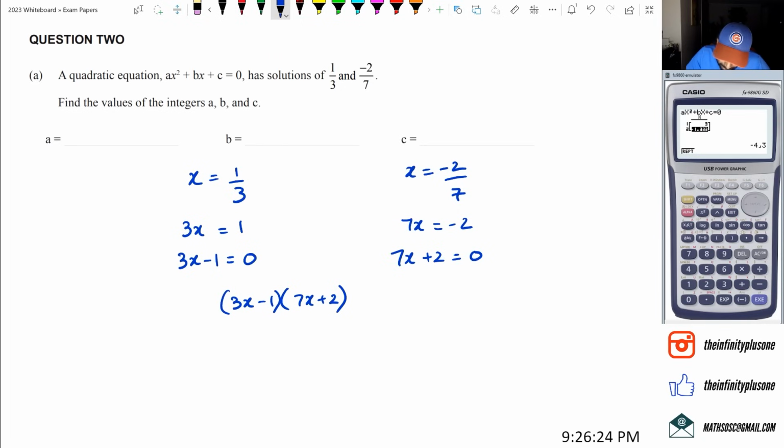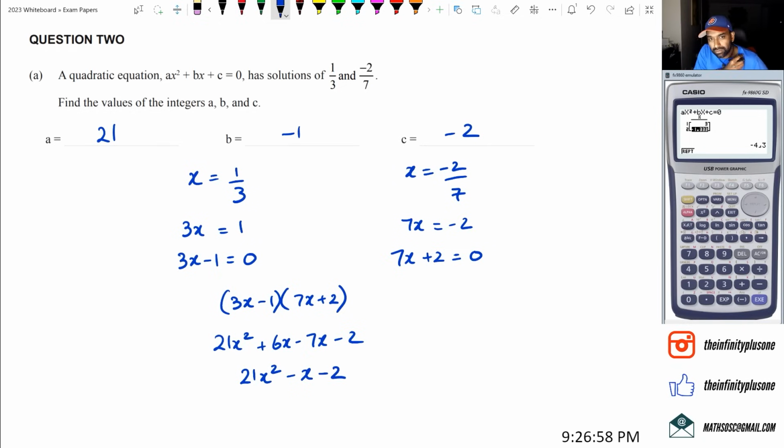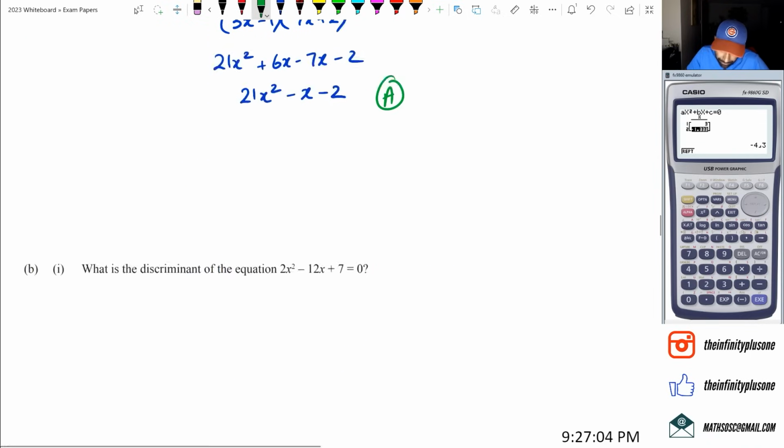So at this point, I just need to expand the brackets. 3x and 7x, 21x squared, plus 6x minus 7x minus 2 simplifies to 21x squared minus x minus 2. Now, in this particular paper, at the bottom of this question, they put that a equals, b equals, c equals. So I think it's important that you write down what a, b, and c are. So I'd put down 21, negative 1, and negative 2. Do not leave your answer like that. Make sure you put in those a, b, and c values. This question is worth an achieved, and we move on.